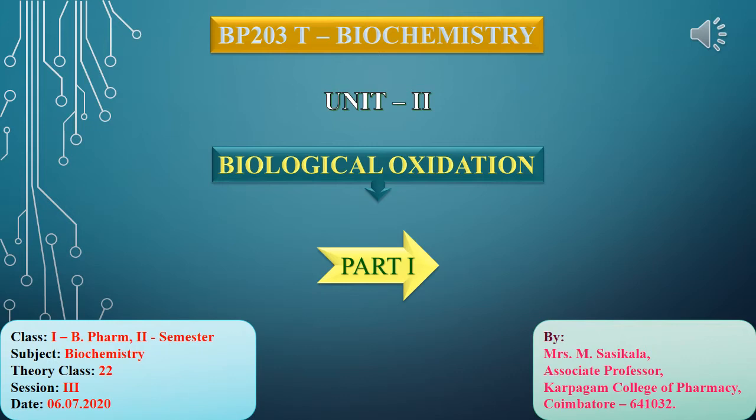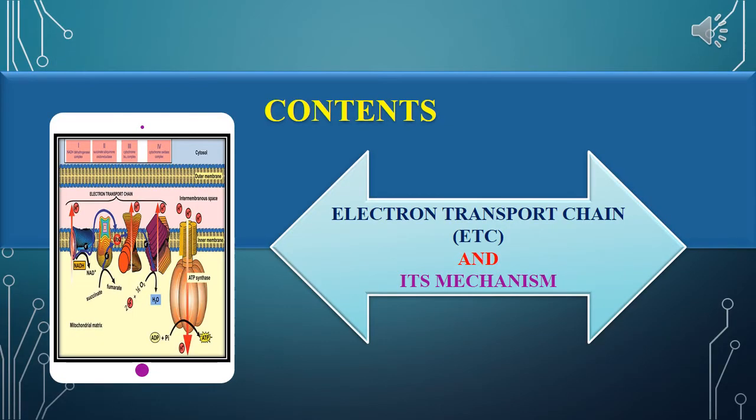Now let's move on to biological oxidation in the same unit. The next title under unit 2 is biological oxidation. In part 1 we are going to discuss today, the contents are electron transport chain, ETC, and its mechanism. What is the title? Electron transport chain, ETC, and its mechanism.